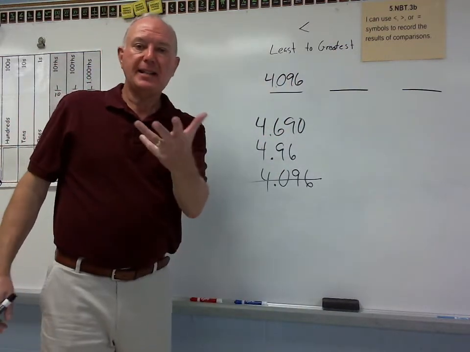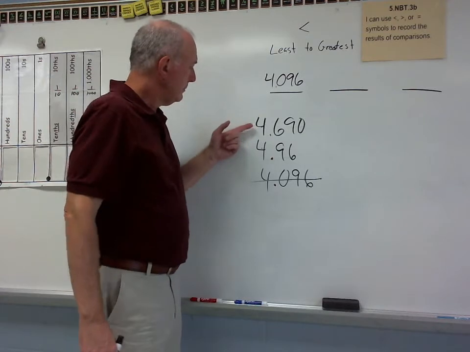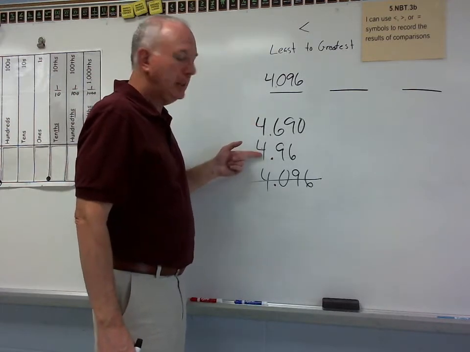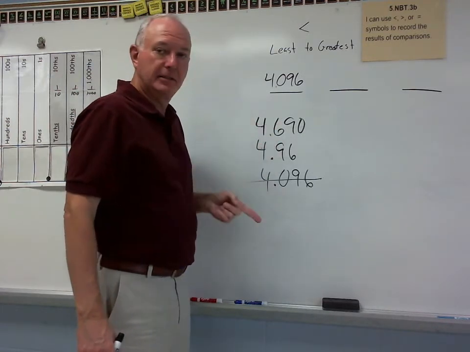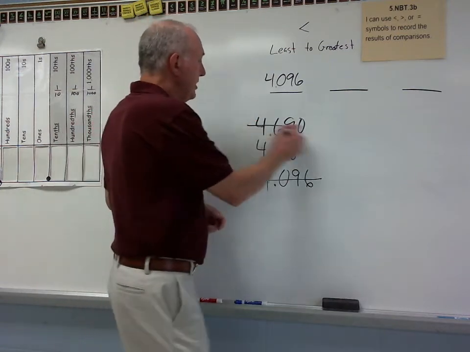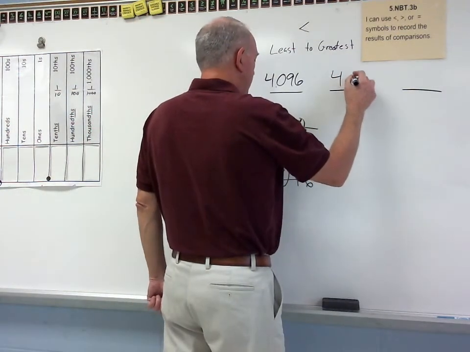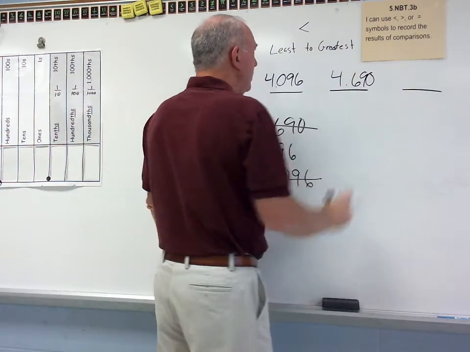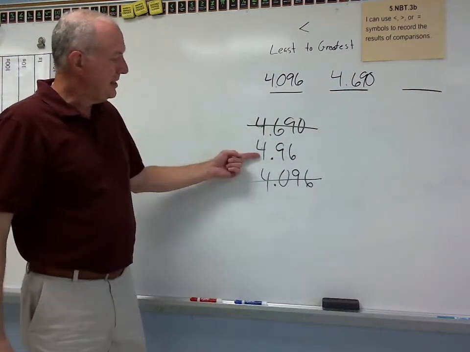Now let's find the next smallest. 4 and 4 we compared. Which one is smaller, 6 or 9? 6. So this is second in order from least to greatest. And this is our greatest number.